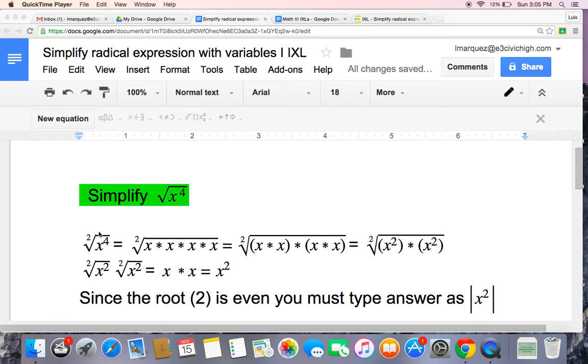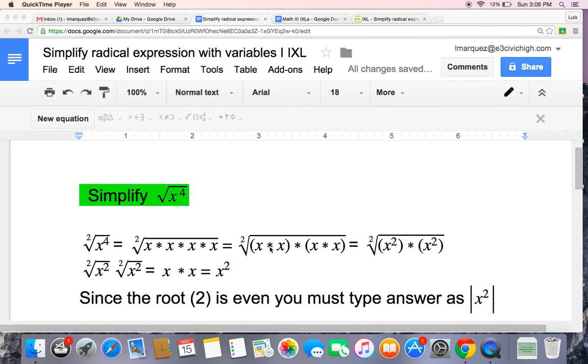It also means that I'm looking for a variable expression that multiplied by itself 2 times will give me x to the fourth. First, I'm going to factor x to the fourth as x times itself 4 times. Then, since my index is 2, I'm going to try to form groups of 2 factors. So I'm going to get the square root of x times x as one group, and then my second group is also x times x.